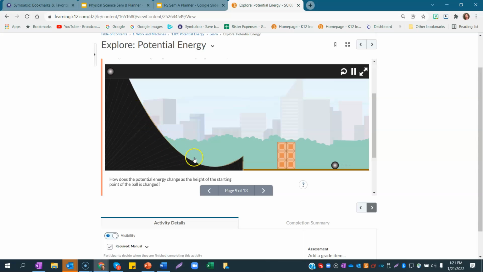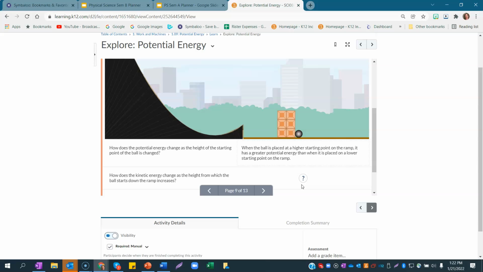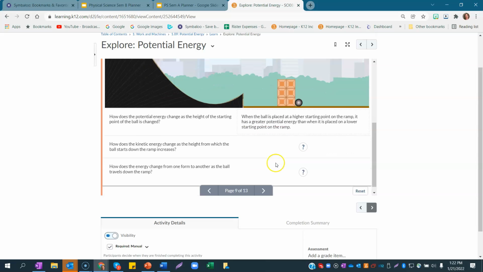So as it rolls down, we know the kinetic energy is changing. It's getting higher kinetic energy. And then here it's changing direction up. You can see in several places, wherever it changed direction from up to down, it's going from potential to kinetic or kinetic back to potential. So that's where you see the energy change. So here it says when the ball is placed at a higher starting point on the ramp, it has greater potential energy than when it's placed on a lower starting point.